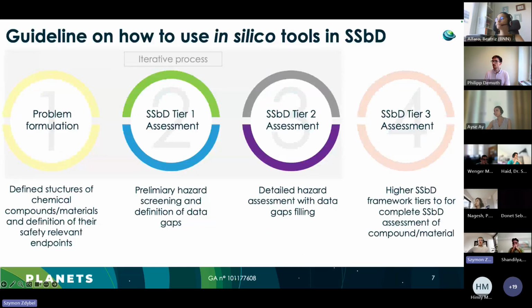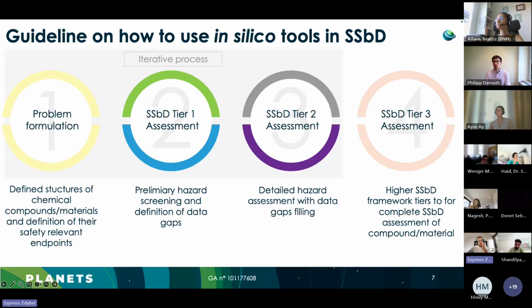So we have come up with an intuitive guideline on how to use computational tools in the SSbD framework. Here we show its outline as a 4-step iterative process. At first, we start with the problem formulation, which is focused on defining the chemical structures and identifying the relevant safety endpoints. Next, we move to tier 1 assessment, where we conduct preliminary hazard screening to see what data we have and where we have the data gaps.